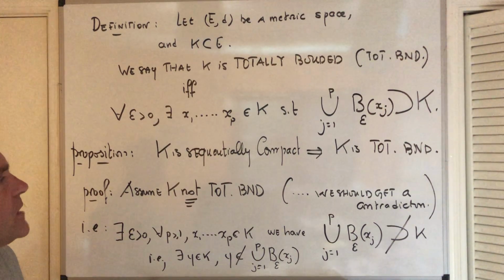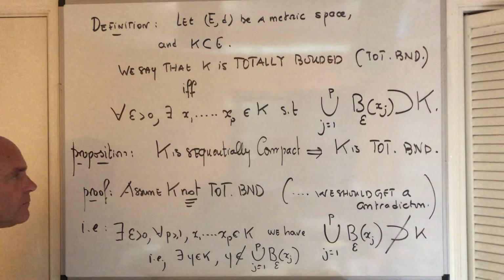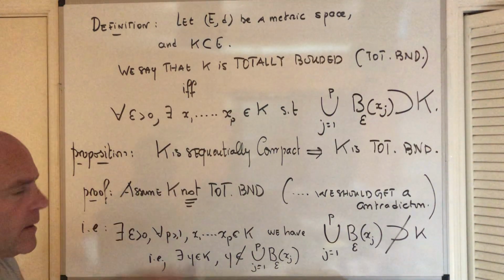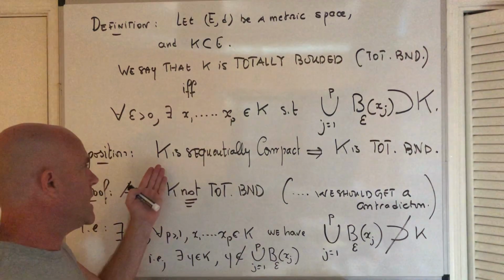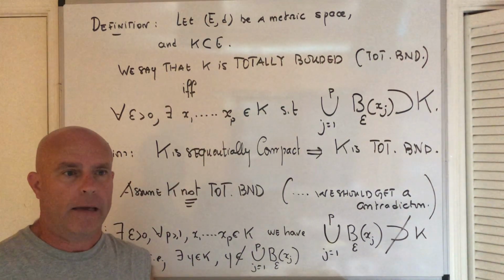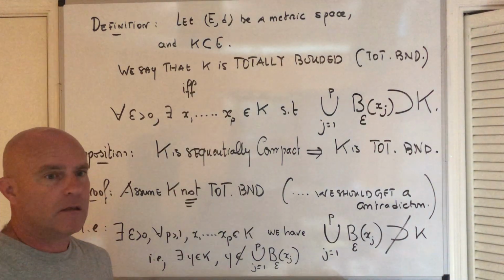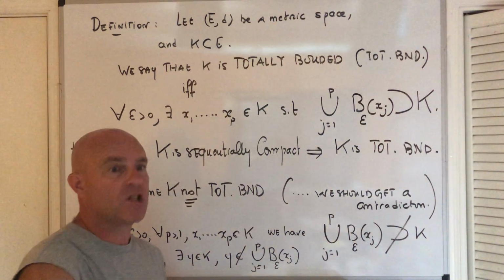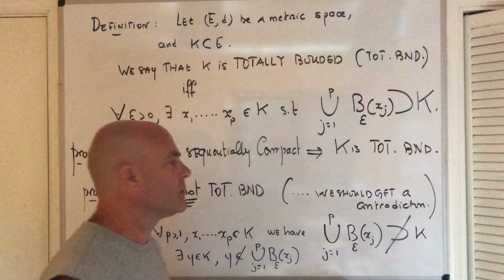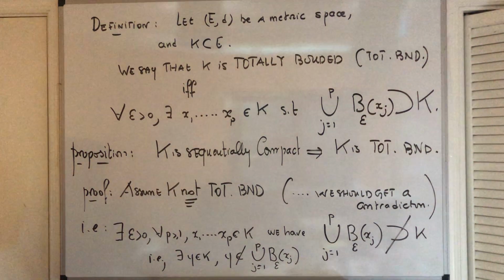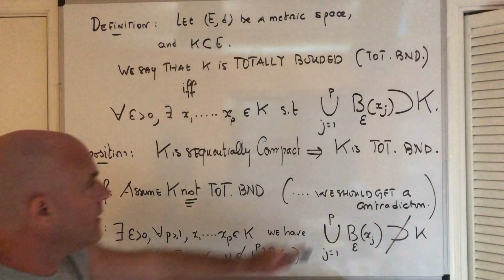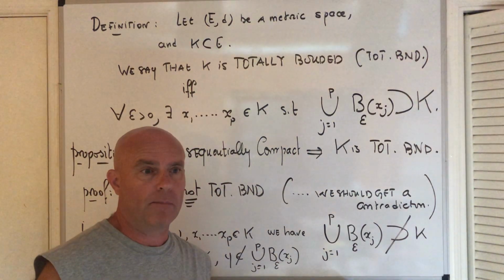So I'm going to state now the following proposition. If K is sequentially compact, and we know what it means, that means that for any sequence defined in this set K, this sequence admits convergent subsequences, and the limit of this subsequence is in K. So we have stability by means of limit. Then I claim that K must be totally bounded.